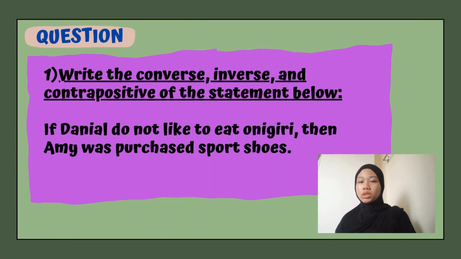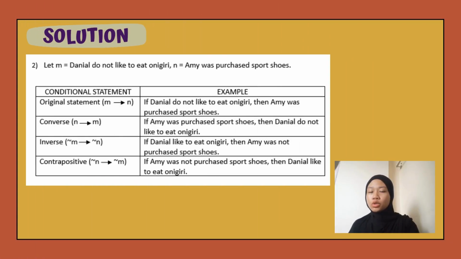For the second question, write the converse, inverse, and contrapositive of the statement below. If Daniel does not like to eat onigiri, then Amy purchased sports shoes. For the solution: M is Daniel does not like to eat onigiri, and N is Amy purchased sports shoes. The first conditional statement is the original statement, M implies N. The example is, if Daniel does not like to eat onigiri, then Amy purchased sports shoes.